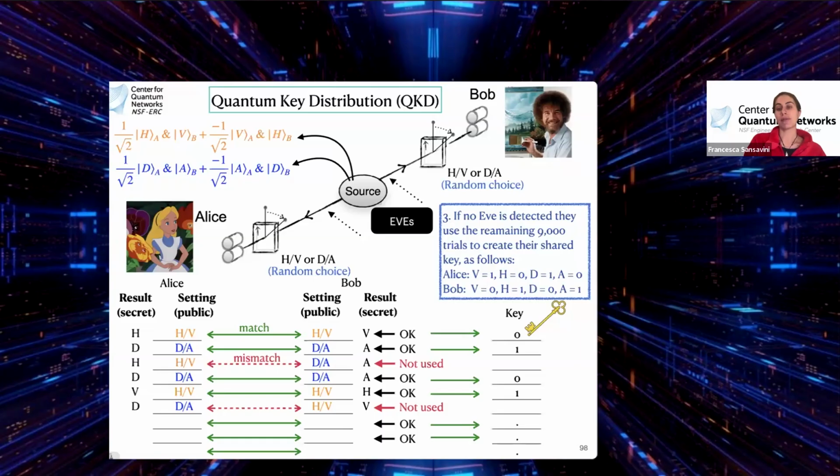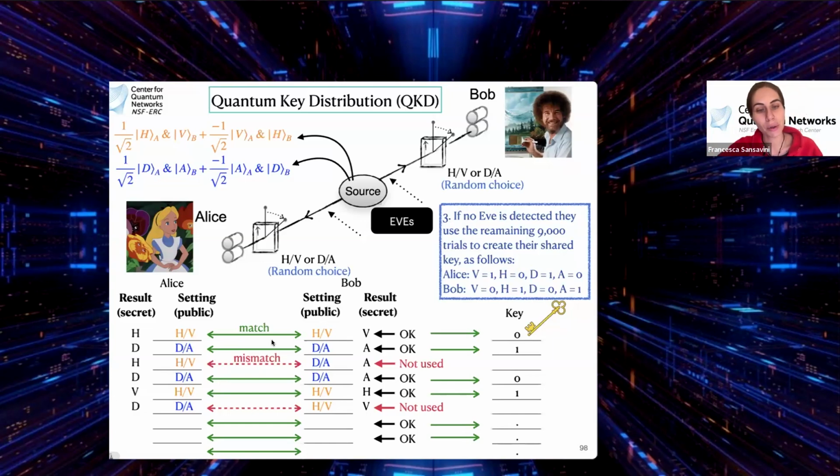For Alice, when there is result V, she will write 1, H will be 0, D 1, A 0. Bob will do the reverse: V is going to become 0, H is going to become 1, D 0, A 1. They will not use the results where there is a mismatch, because there is an inherent probability of getting 50-50 in the case of Bob, for example, or Alice, vice versa. And in this way, they will build their shared secret key.